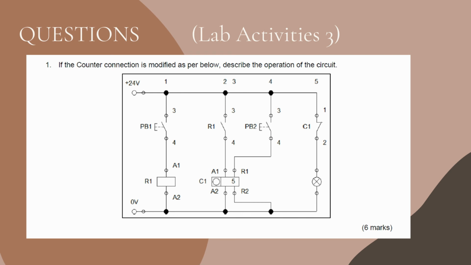After that, the voltage supply will flow to C1. C1 is a counter. After we press the counter button 5 times, C1 will change from normally closed to normally open, so the lamp will turn off. If you want to reset the counter, just click push button number 2, which is PB2.